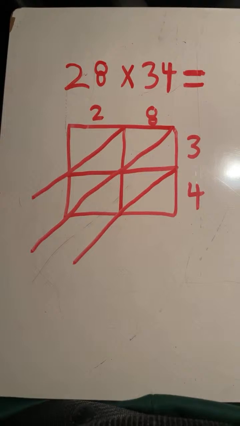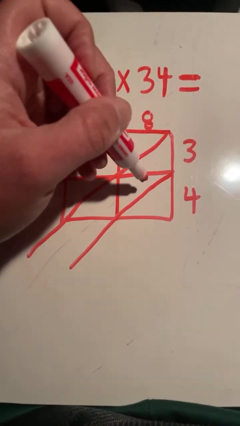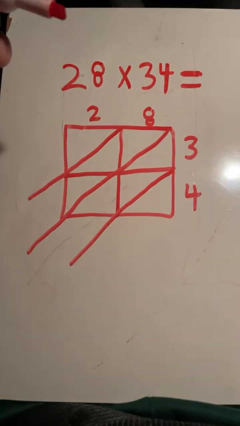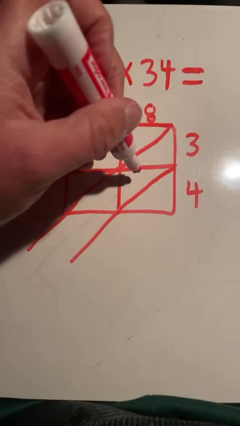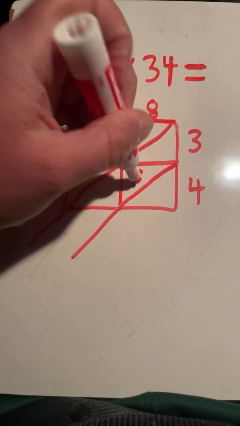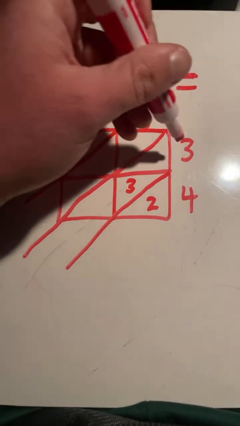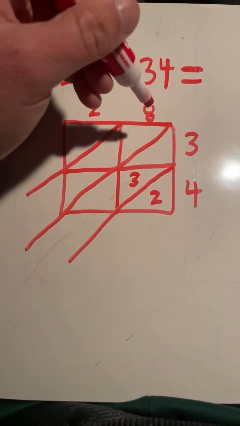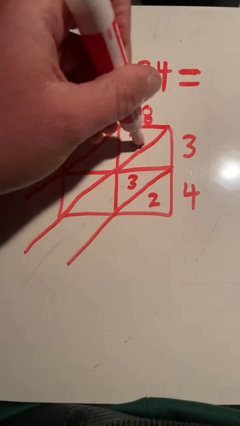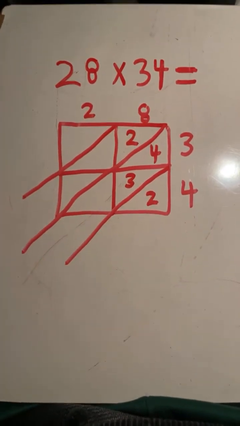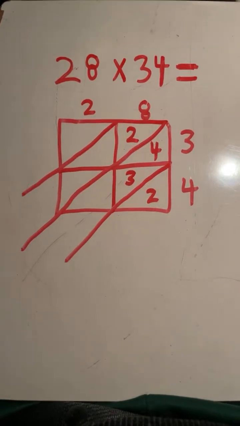All right, and now we are going to multiply. So in this square, we have to put the answer to 8 times 4. 8 times 4 equals 32. We put the digits in our answer in each triangle. So 32, we have a 3 and a 2. 8 times 3 equals 24. So we have a 2 and a 4. Answers go in each square, digits go in each triangle.